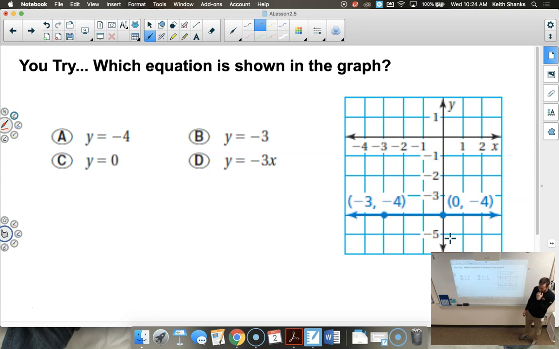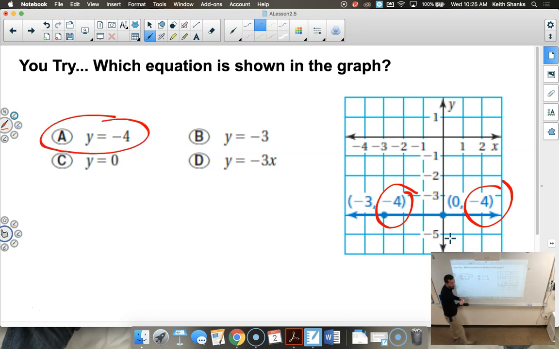Y equals -4. Notice the y value here and the y value here are the same. So y equals, in both cases, y is -4. Like, this is the answer. Now, this is in slope-intercept form. Maybe you just don't see it.